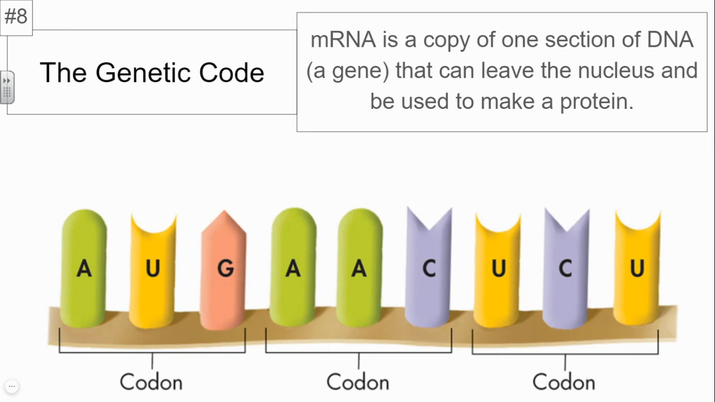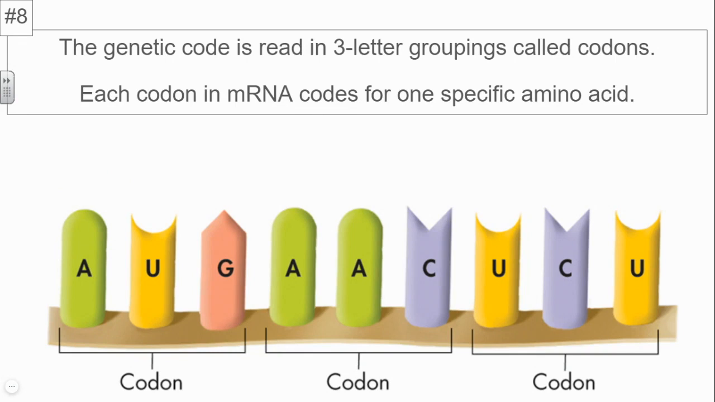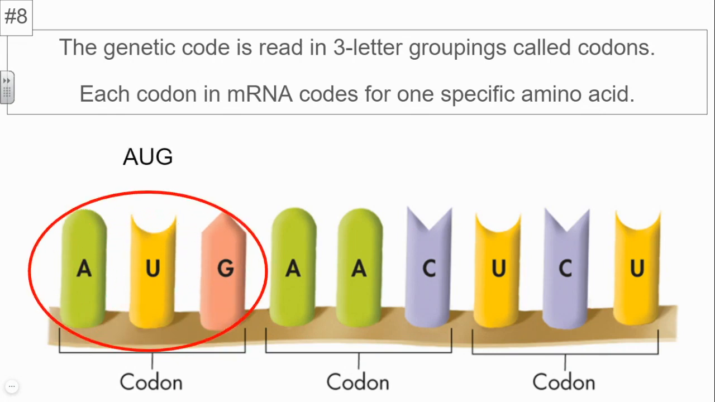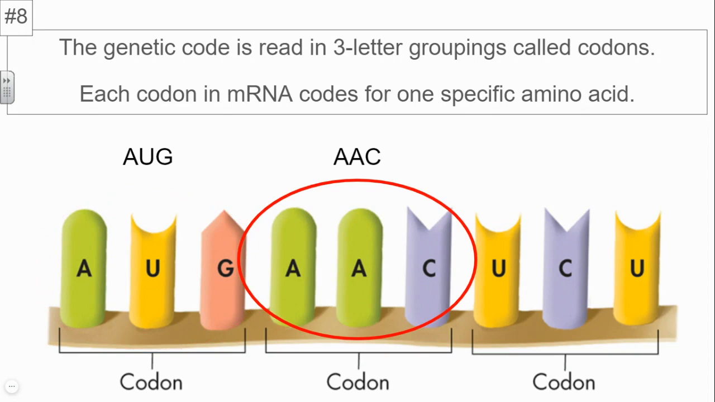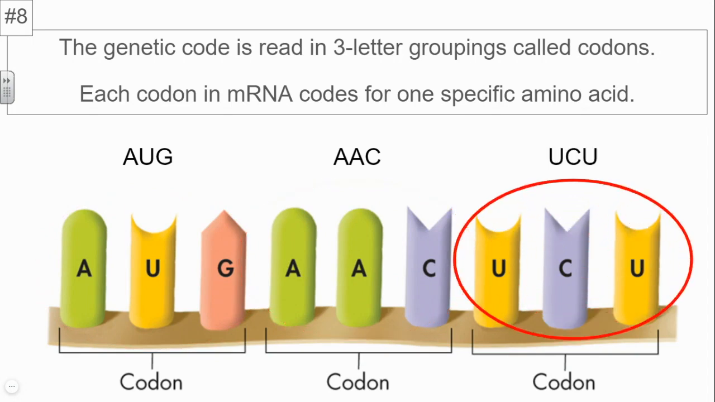Let's take a moment and focus in on RNA, or messenger RNA. Messenger RNA is a copy of one section of DNA, or a gene, that can leave the nucleus and be used to make a protein. This genetic code is read in 3-letter groupings called codons. For example, the first codon here is AUG, the next codon is AAC, and the final codon is UCU. Each codon in messenger RNA codes for one specific amino acid.